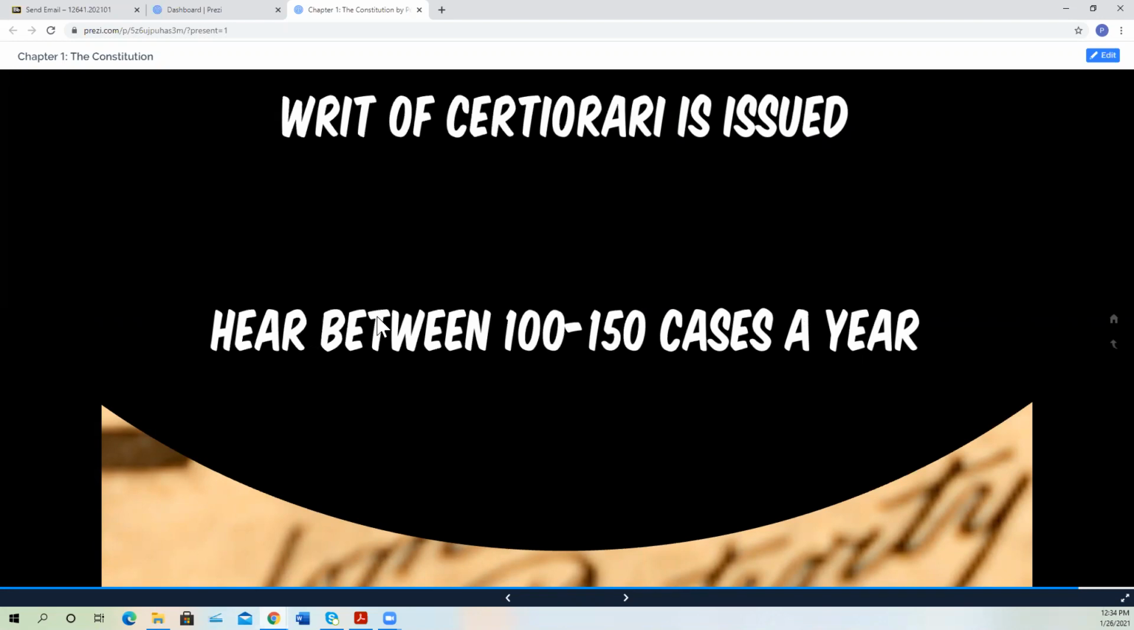How can they hear that many cases? There are only 9 justices. How can they do all that? The reason is that each justice has a whole team of law clerks working for them, and they're the ones that do the heavy lifting. They sift through the cases and decide which ones to present to the justices to vote on whether to hear the case. So each justice has a whole team of clerks, and that's how they can get through that many cases.